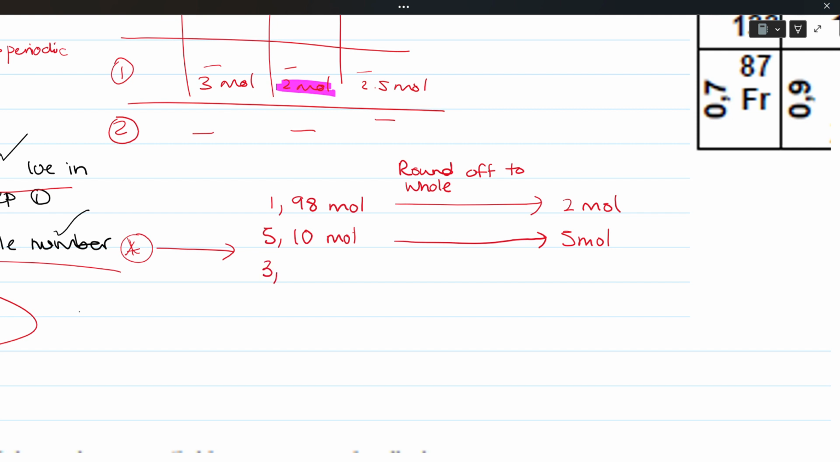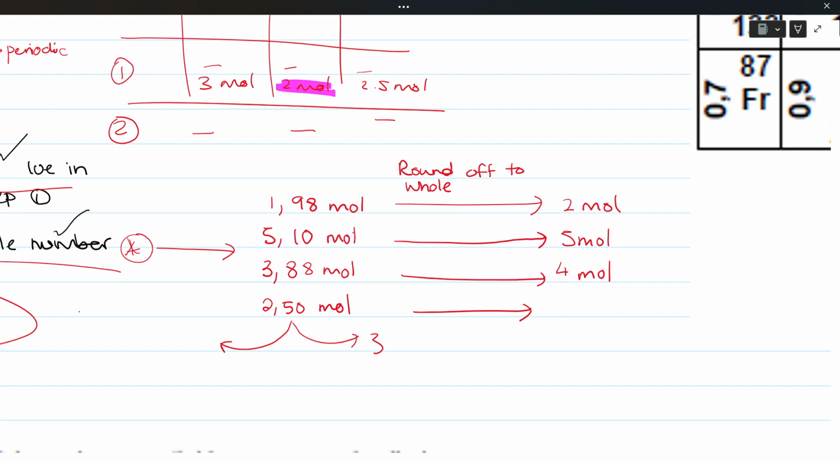So your answer here should be 5 moles. Let's just look at one more. If you've got 3.88 moles, and you need to round this off, this will be rounded off to 4, because again, 8 is closer to the higher number. But what if you have a number like 2.50 moles? What do we do here? Is 5 closest to 3, or do we round down to 2? So this is a bit of a tricky one, just because with a 5, we don't really know. It's not as accurate, right?